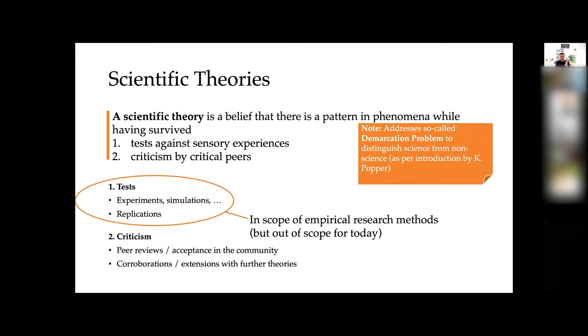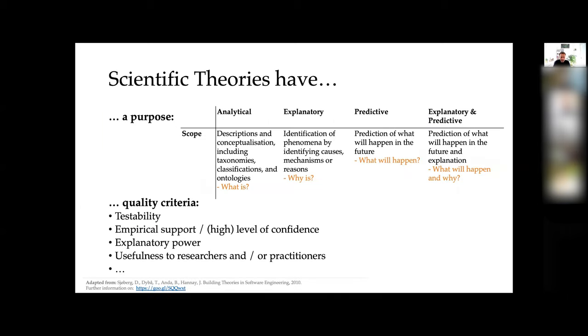Now, this is typically in the scope of empirical research methods. Whenever you open up your textbook descriptions of empirical research methods, you see how to do them, but not necessarily how they contribute to theory building, which is what we are talking about today. Let's keep talking about scientific theories and move on towards some examples.